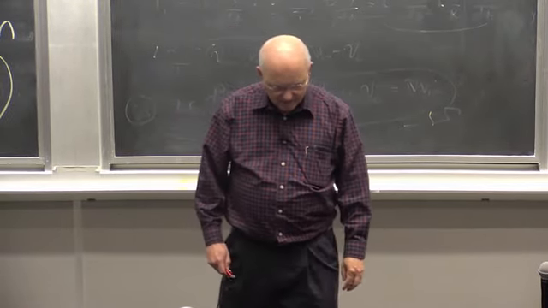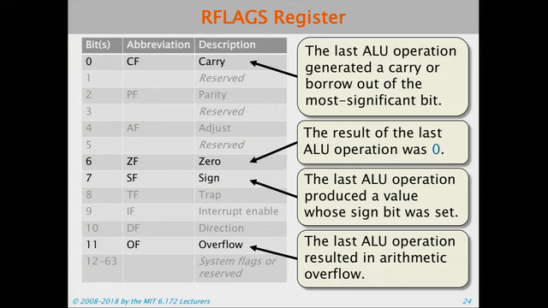Okay. Here are the main ones that you're going to need. The carry flag is whether you got a carry or a borrow out of the most significant bit. The zero flag is set if the ALU operation result was 0. The sign flag is whether the last ALU operation had the sign bit set, and the overflow flag says it resulted in arithmetic overflow.